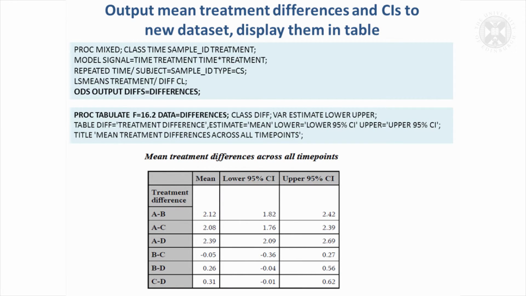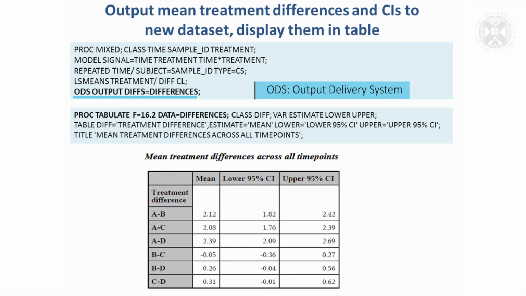As I said, anything you get out of SAS you can output to a new data set, so it might be helpful to get these differences between the treatment means into a new data set and then present it in a nicer way in a table. So there's a statement that you can use with a lot of the procedures, this ODS OUTPUT statement. ODS stands for Output Delivery System, and you would specify that you want to put the differences into a new data set which we'll call differences.